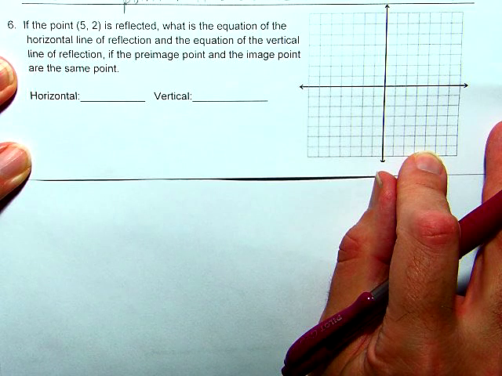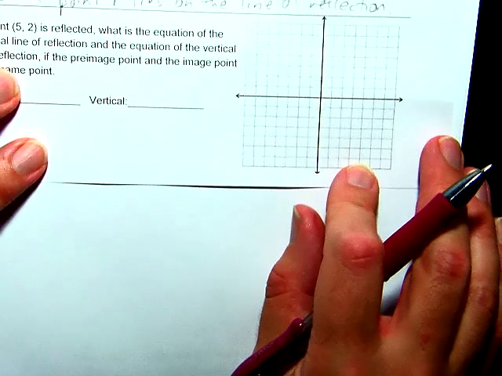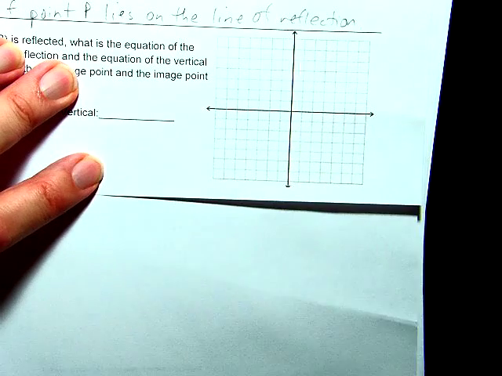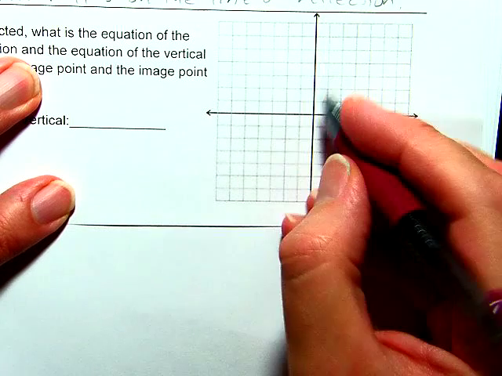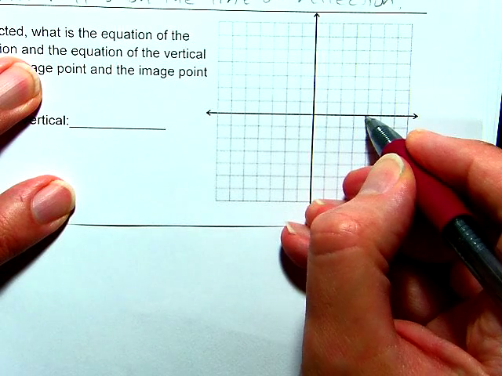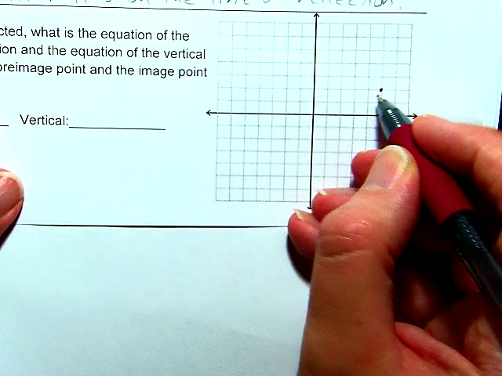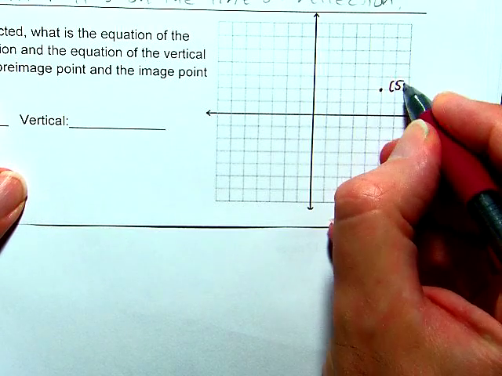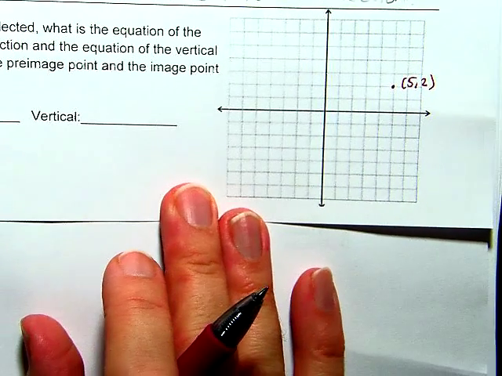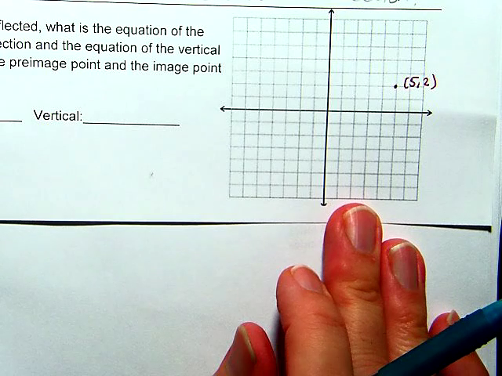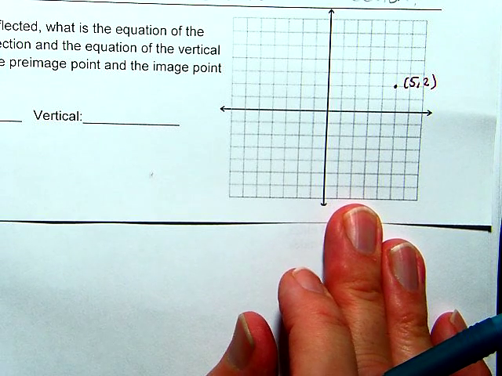Well, let's start with our point. Our point is 5, 2. So let's plot that point out on our grid here. 5, 2. It's going to be 5 in the x direction and then 2 in the y direction. So this would be 1, 2, 3, 4, 5, and then up 2, like that. Okay, so this is our point 5, 2. Now comes the hard part. We've got to figure out what is the horizontal line and the vertical line of reflection that keeps the pre-image point and the image point to be the same point.